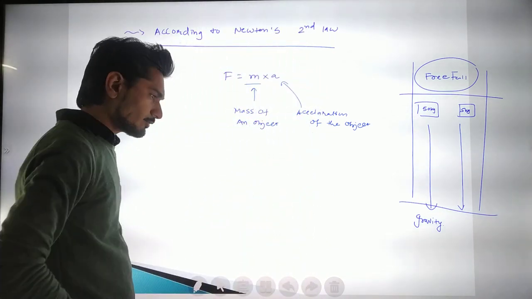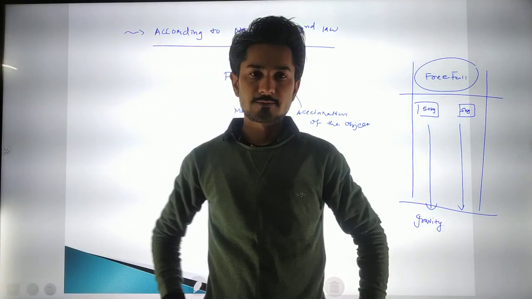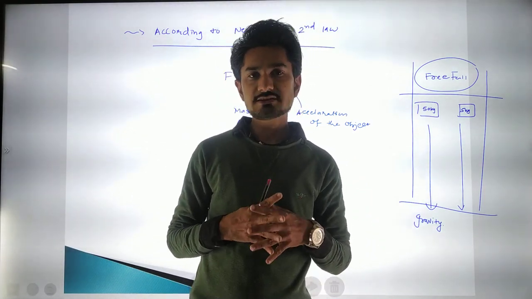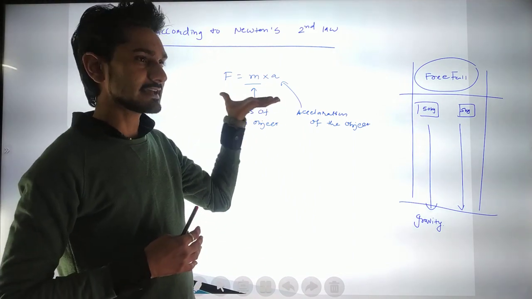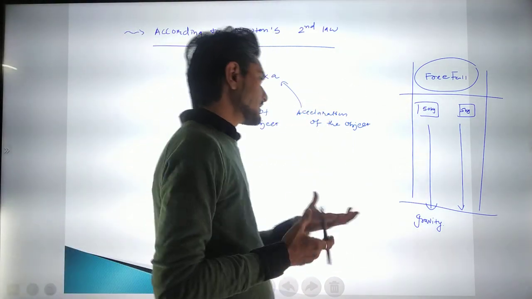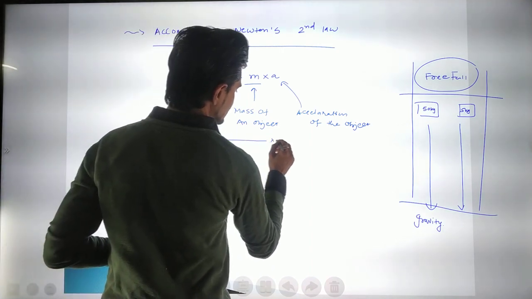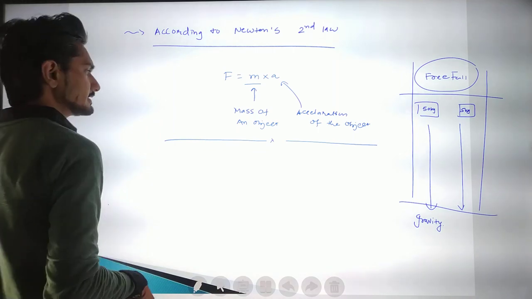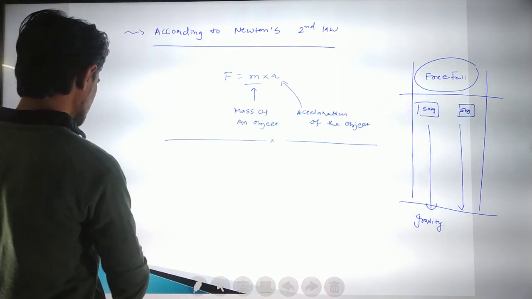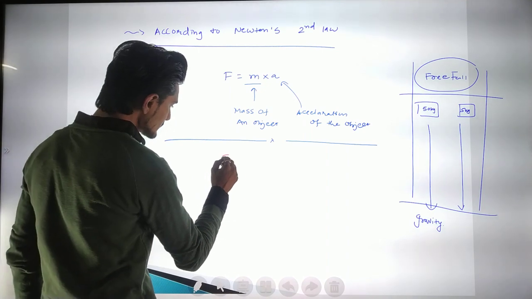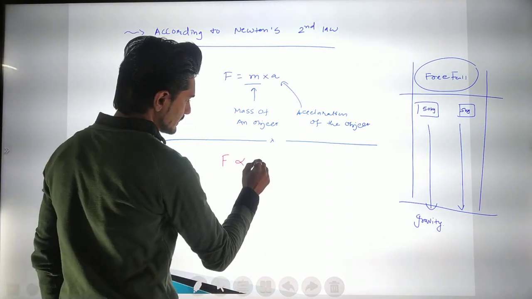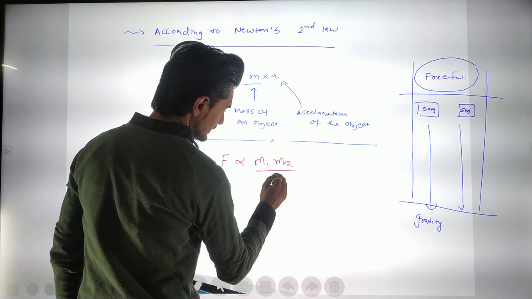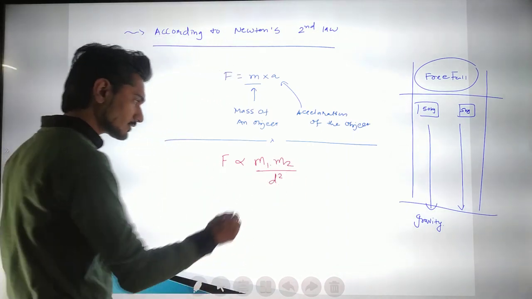Now we are going deeper into this topic: what happens if we consider this second law of force together with the law we learned in the previous lecture. The law we learned in the previous lecture is F proportional to m1 into m2 upon d square. That is the law we have understood.